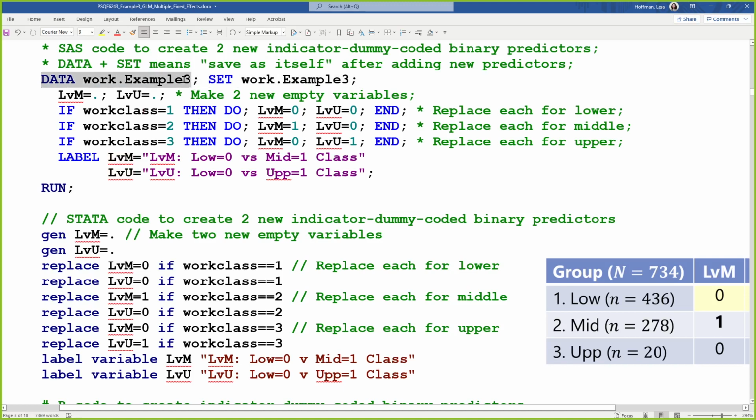This combination of listing the same data set in both places means save as itself. It's going to bring up the example 3 data set, make these changes to it, and then save it under the same name. This is a step that's not necessary in Stata, because in Stata you only have one data set open in working memory at the same time.